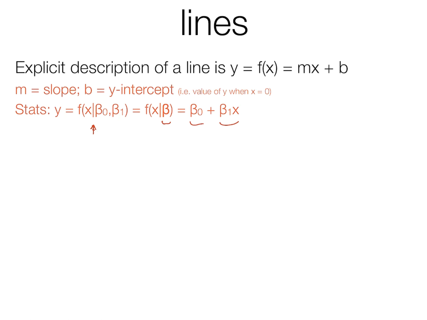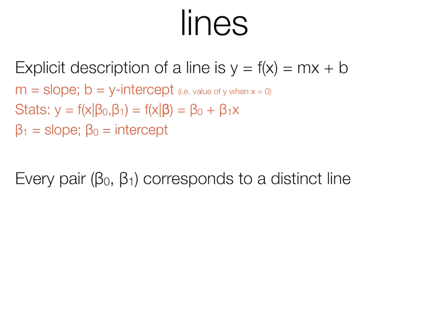There's no difference between the two descriptions of the lines. Beta 1 obviously is going to play the role of m, and beta naught is going to play the role of b here. And of course, we change the order of them, which is kind of customary in statistics. So again, beta 1 is the slope and beta naught is the so-called intercept.